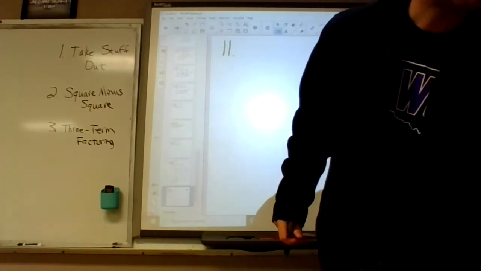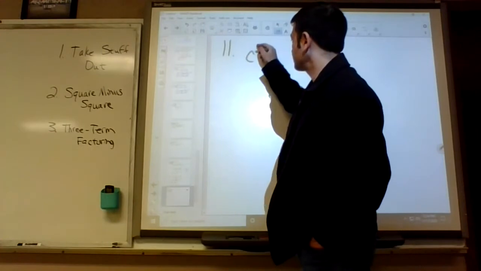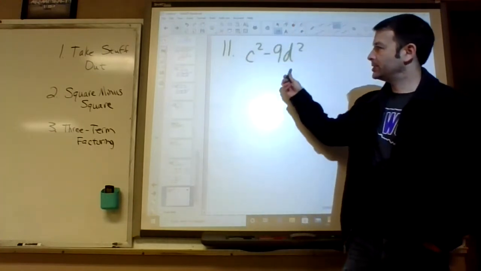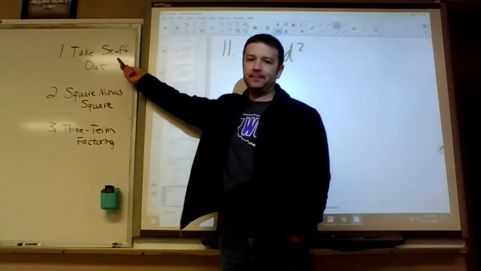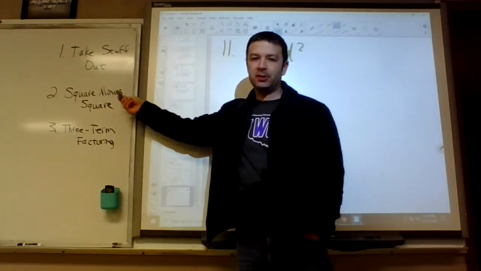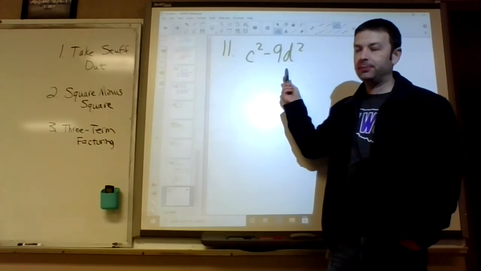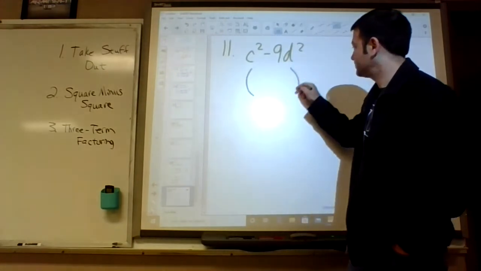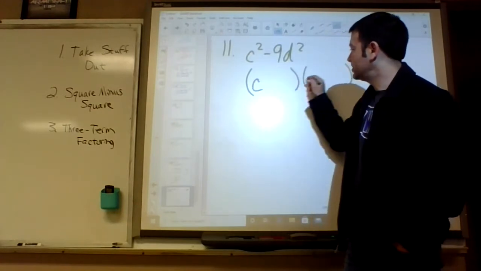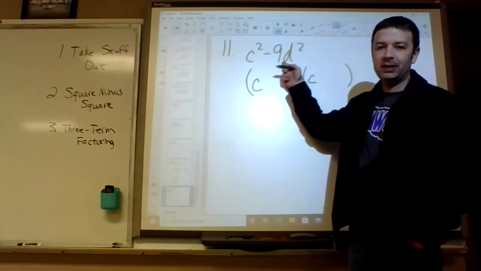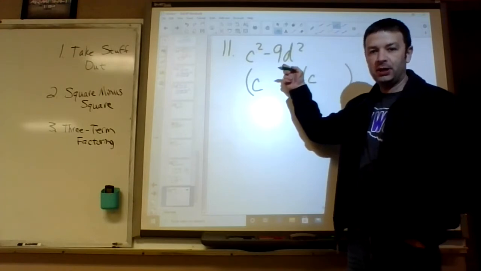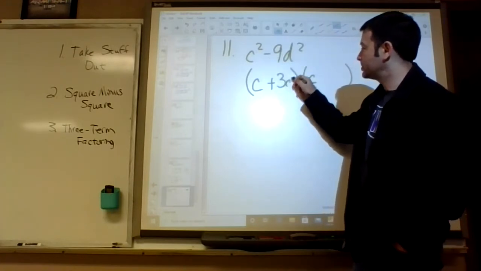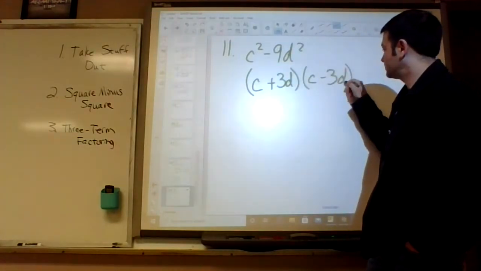C squared minus 9D squared. Alright, which kind is this? Can we take anything out? Nope. Is it a square minus a square? Yep. Because these both have square roots. What goes into C squared? C and C. What goes into 9D squared? 3D and 3D. But you have to make one a plus, one a minus.